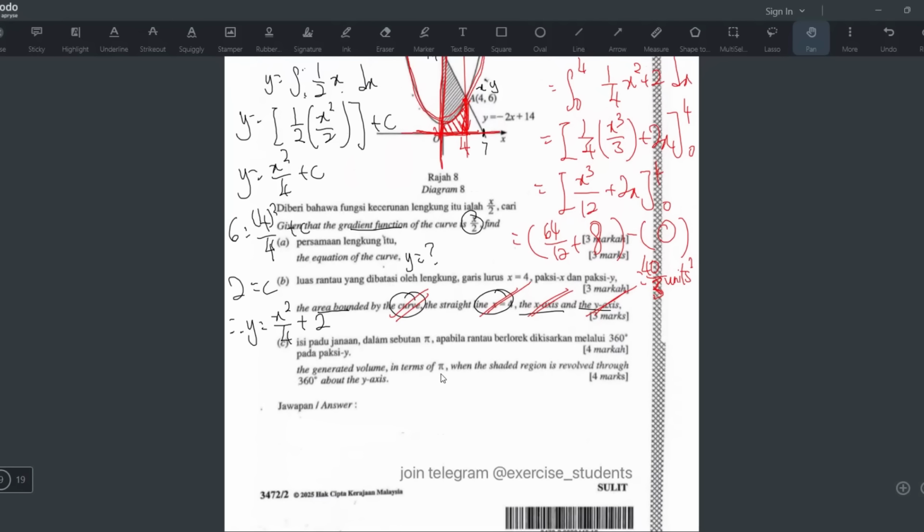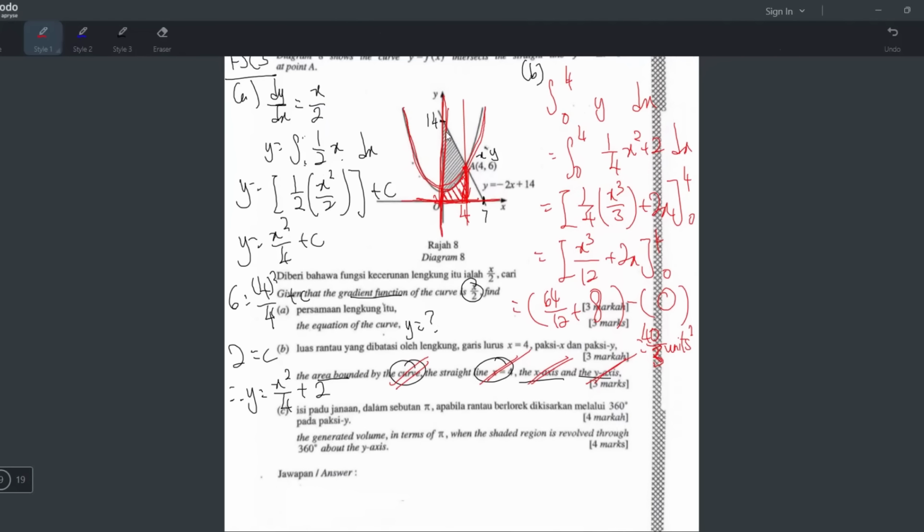Find the generated volume in terms of pi when the shaded region is revolved through 360 degrees about the y-axis. I think the shaded region is referring to this region, the one that they already shaded for me. So I'm trying to find this shaded region here.